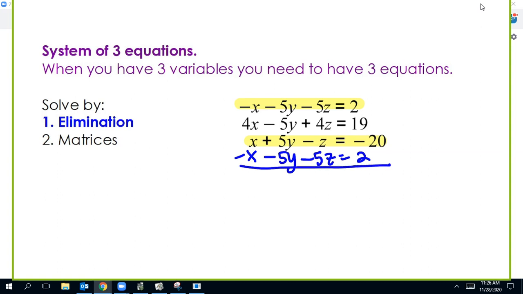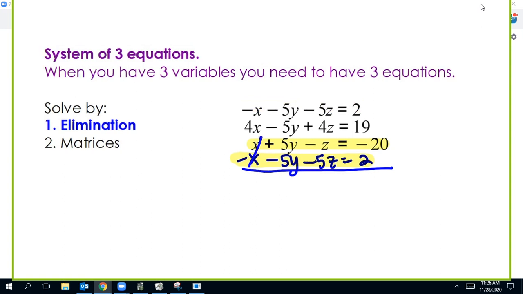Then just highlight that again so you can see where it went. Moved it to the bottom. Then I can just eliminate it right away. x minus x, 5y minus 5y, and I get negative 6z equals negative 18. And now I was able to eliminate two of the variables at once. And I know now that z equals negative 3.